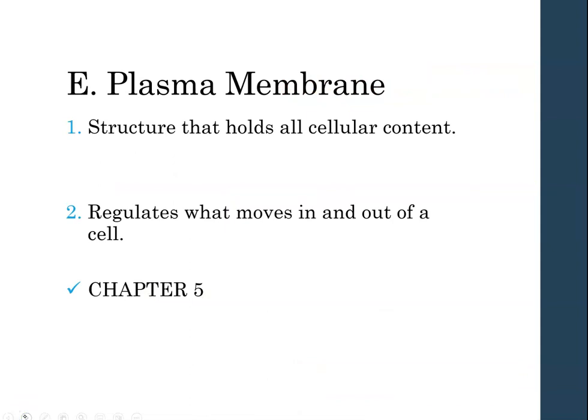All right, so the last part of the endomembrane system is the plasma membrane. We've talked about this several times already. I'm not going to go into anything else. We'll talk about it in chapter 5. It's the structure that holds the cell together, and it regulates what moves in and what moves out.